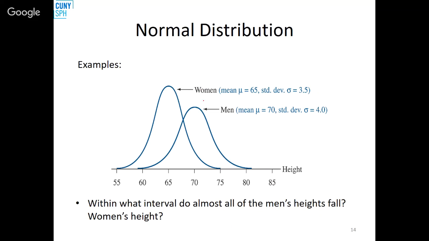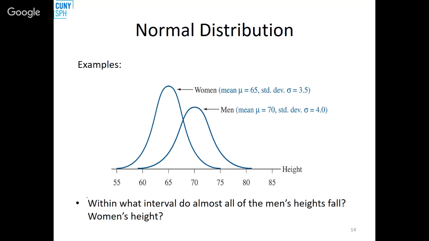Here's an example of the heights of men and women, where the height of women is being described as a normal distribution with a mean of 65 inches and a standard deviation of 3.5 inches. And the heights of men with a mean of 70 inches and a standard deviation of 4. So there is the distribution for women. It's a bit over to the left and very slightly narrower, although not enough that you could really see in the plots.